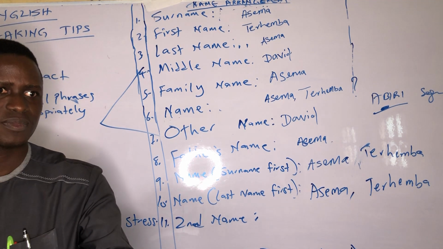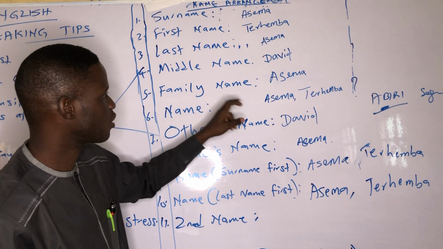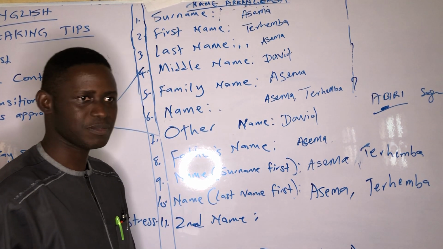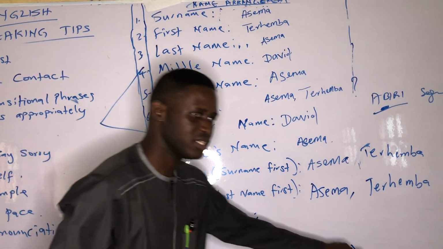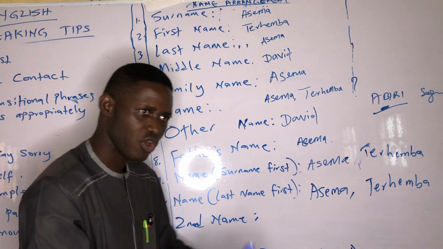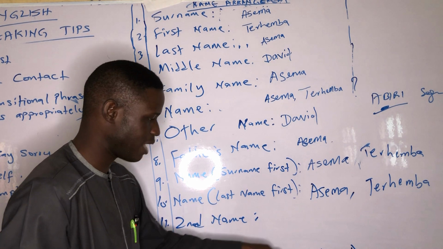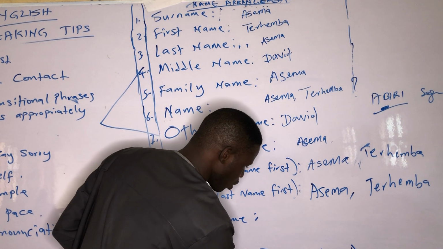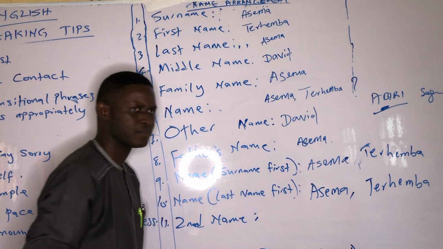Any other question? Yes, number 6. Name. So it's better for you to say Temba David Asma. That's how you arrange it. Temba David Asma or Asma Temba or Asma. If you put the surname first, you must put a comma: Asma, comma, Temba David. Whatever you do, you can write this one only, this one and this one, or the 3 of them.